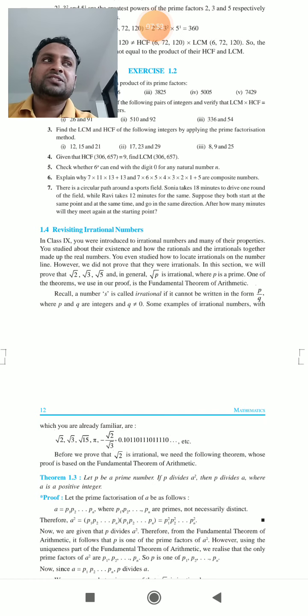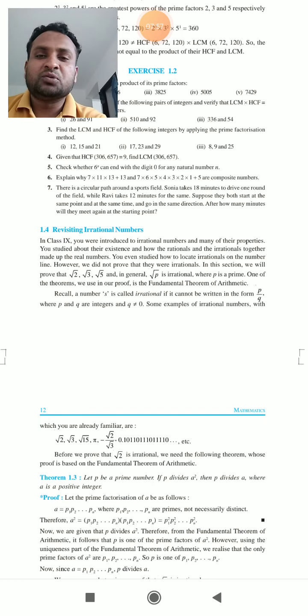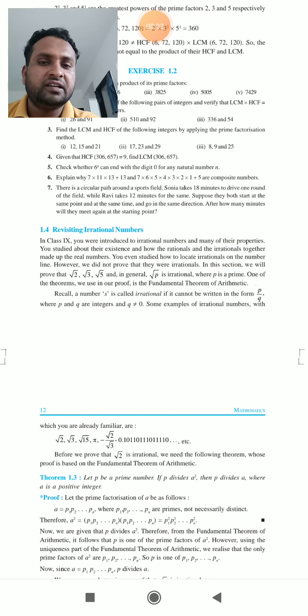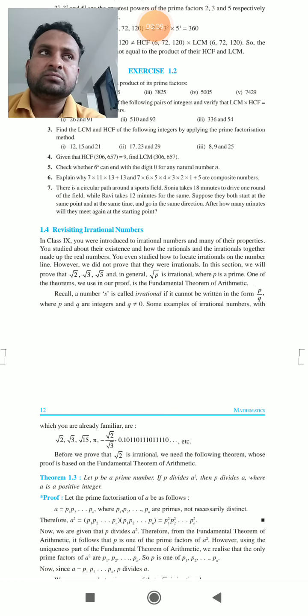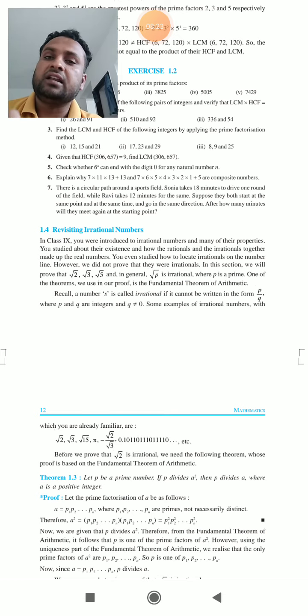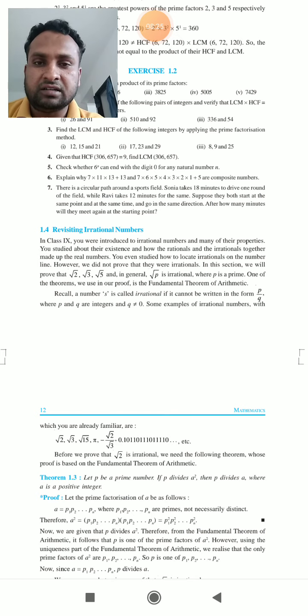What are the examples of irrational numbers? Root 2, root 3, root 5 and root 7. These are examples of irrational numbers. One more point you have to remember children: the sum of a rational and an irrational number gives an irrational number, the division of a rational and an irrational number gives again an irrational number, and the subtraction of a rational and an irrational number gives again an irrational number.